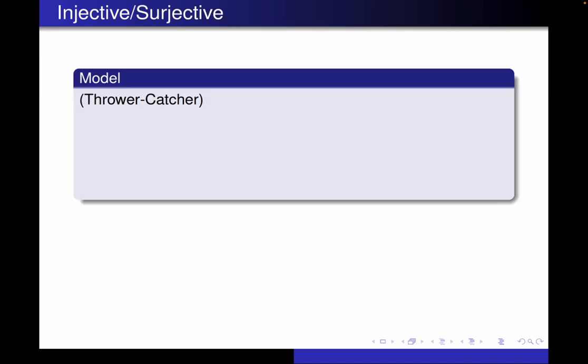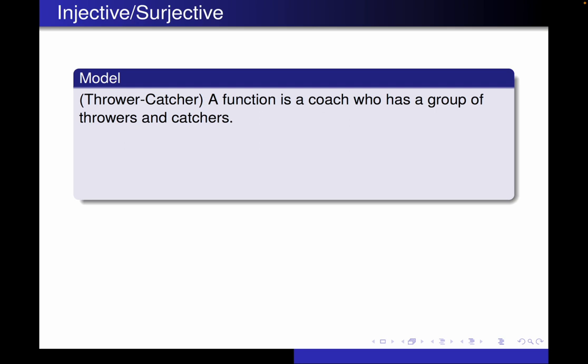All right, before we get into the example of injective and surjective functions, I want to introduce a new model of functions that is actually going to be very helpful to us when we're solving these problems. And that is called the thrower-catcher model. In our old model, our function was either a machine or a piece of code that did something. Now our function is going to be a coach who has a group of players, some of them throwers, and some of them catchers.